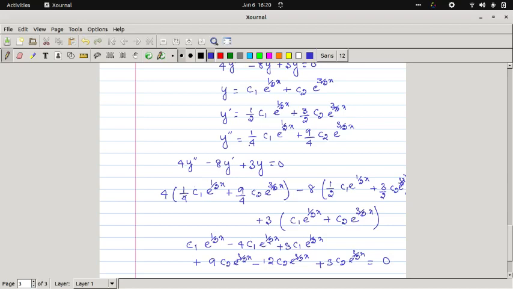So that is the length of the video. In the next video we see what linear dependence and linear independence of a given differential equation are.